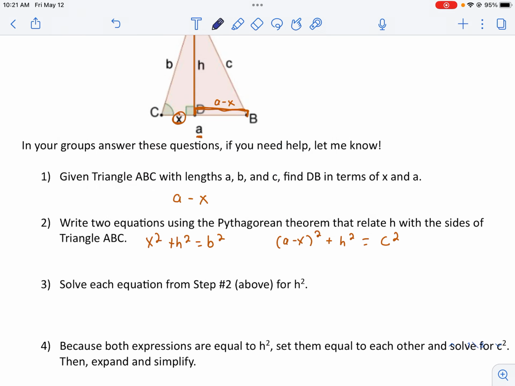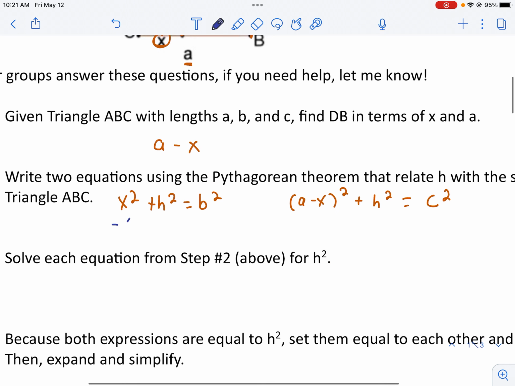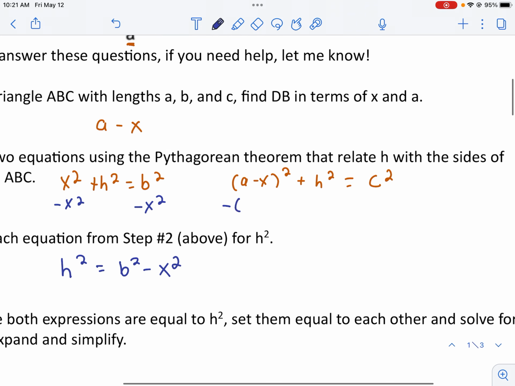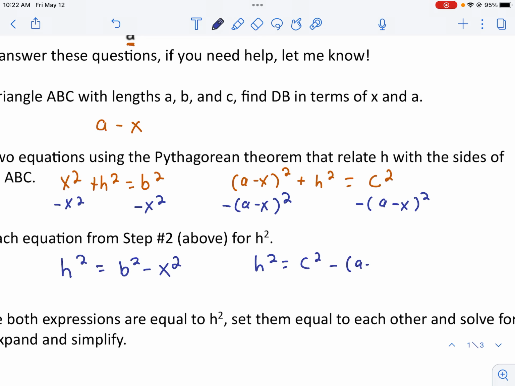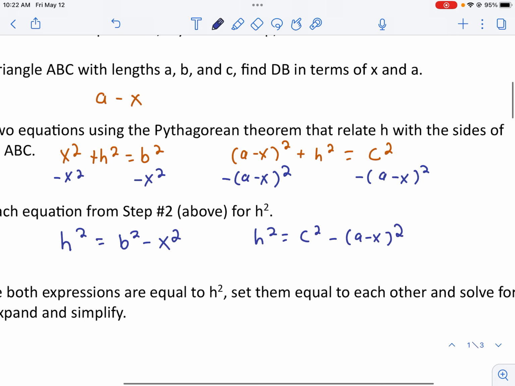Part 3 says solve each equation from step number 2 for h squared. So there on the left side here, we would just subtract x squared, right? That would get h squared by itself, and that would be equal to b squared minus x squared. On the right side here, we can subtract off that whole (a minus x) squared to the right side, and that would also get h squared by itself. So we would have h squared is equal to c squared minus (a minus x) squared.